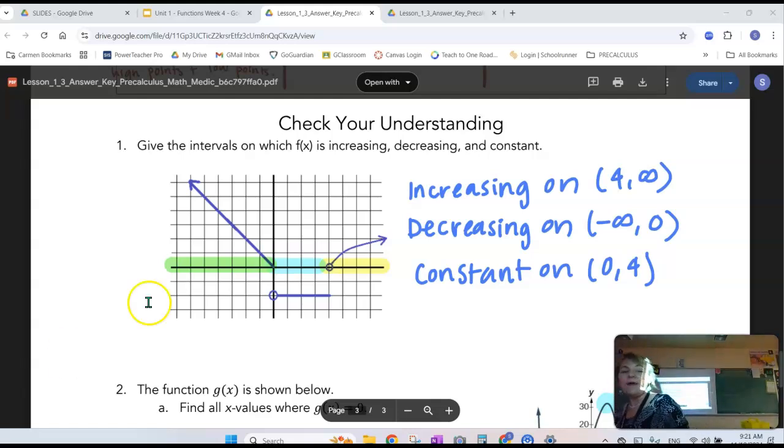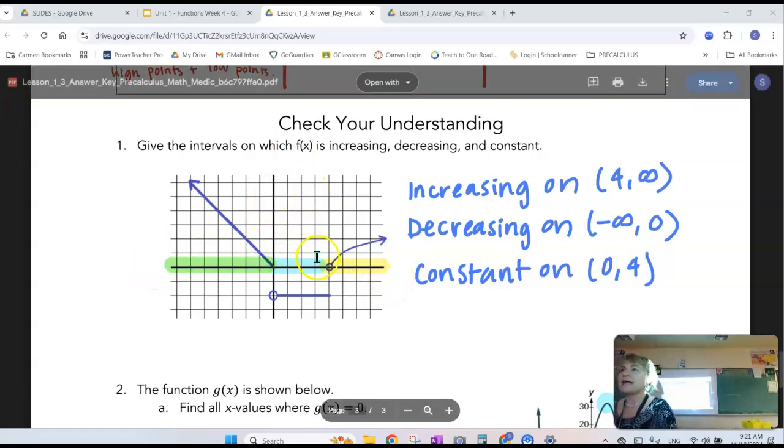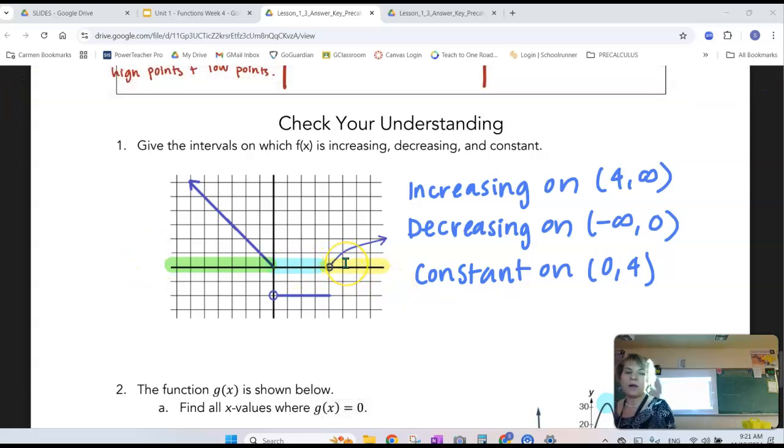Okay, so then the middle part is the constant. So you can see they did constant 0 to 4. And again, we're doing x values. We're not doing y values at all. We're just looking at the x-axis and where are the x values for the increasing, decreasing, and constant parts.